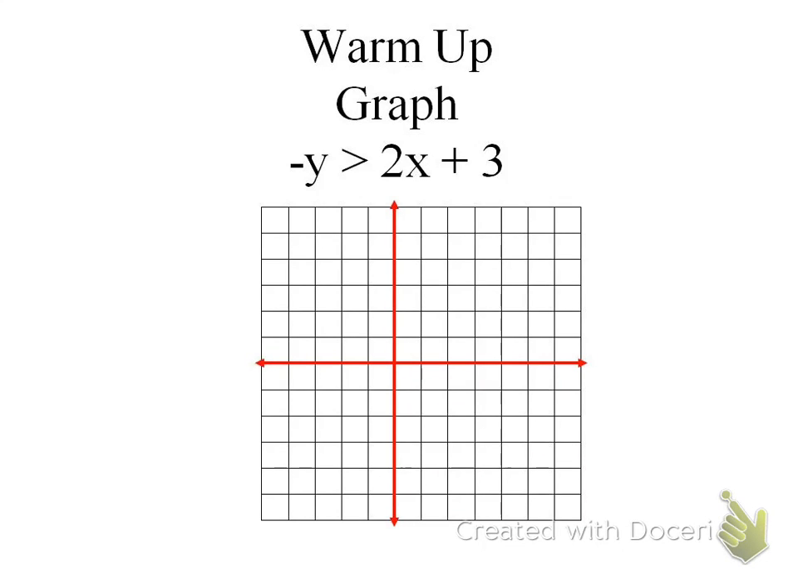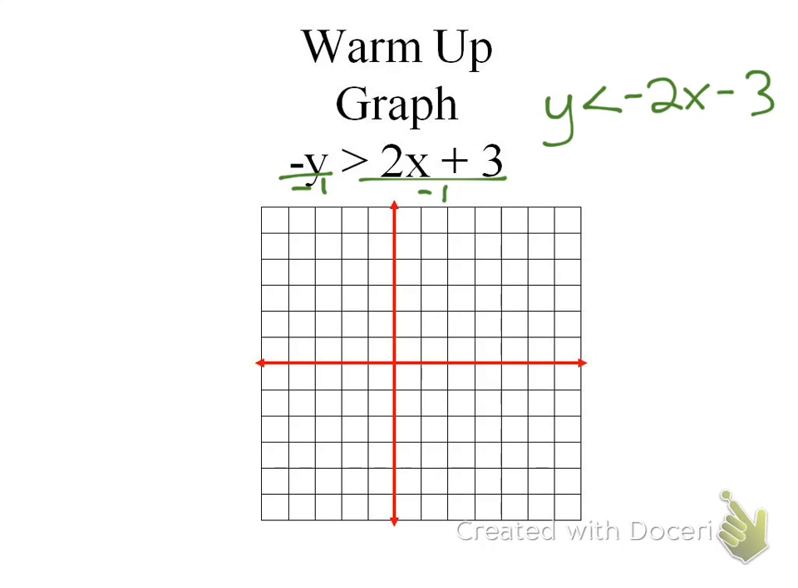All right, how am I going to start this warm-up? Yeah, you have to divide everything by -1 because we want y by itself. So that's going to change the way our symbol is facing. Great. And now this is the equation we're going to graph.